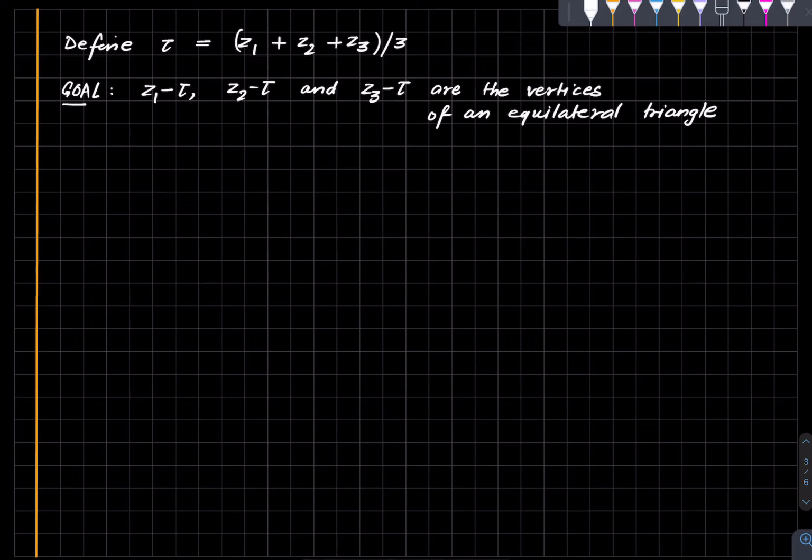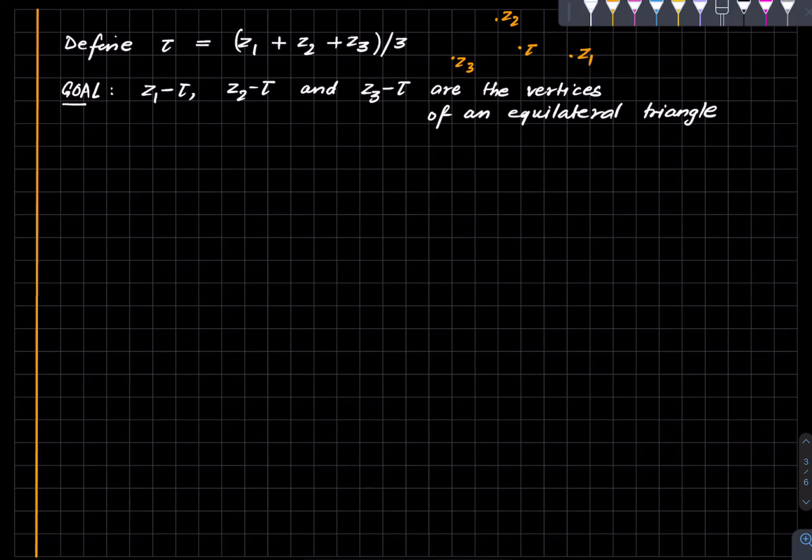Geometrically, what's happening is we have z1, z2, and z3. Tau is the centroid of this triangle. So tau is just the centroid. This is a very general thing.